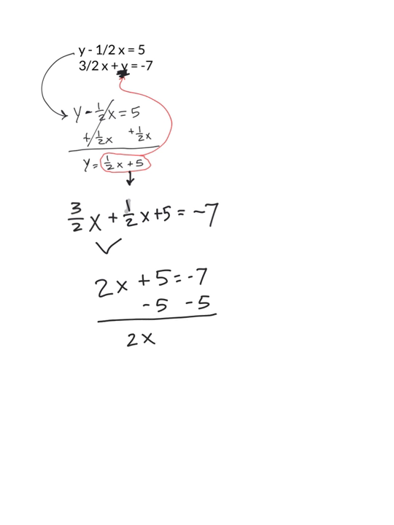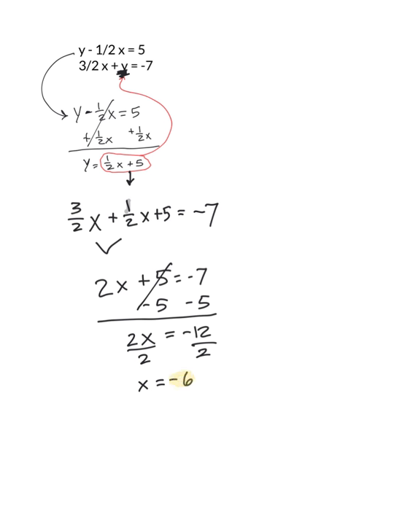Subtract 5 from both sides, and divide both sides by 2. This just follows our steps for solving multi-step equations. Here we have x. We know what x is.